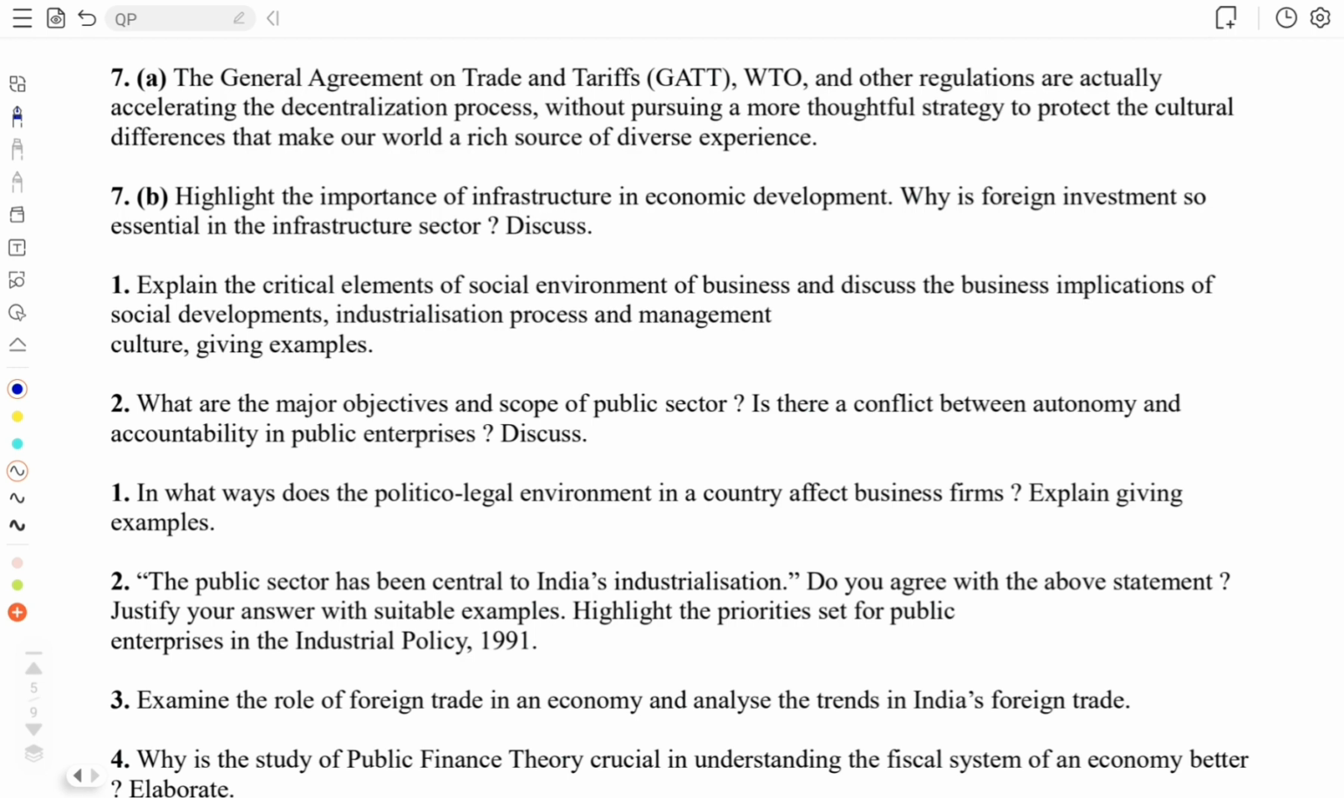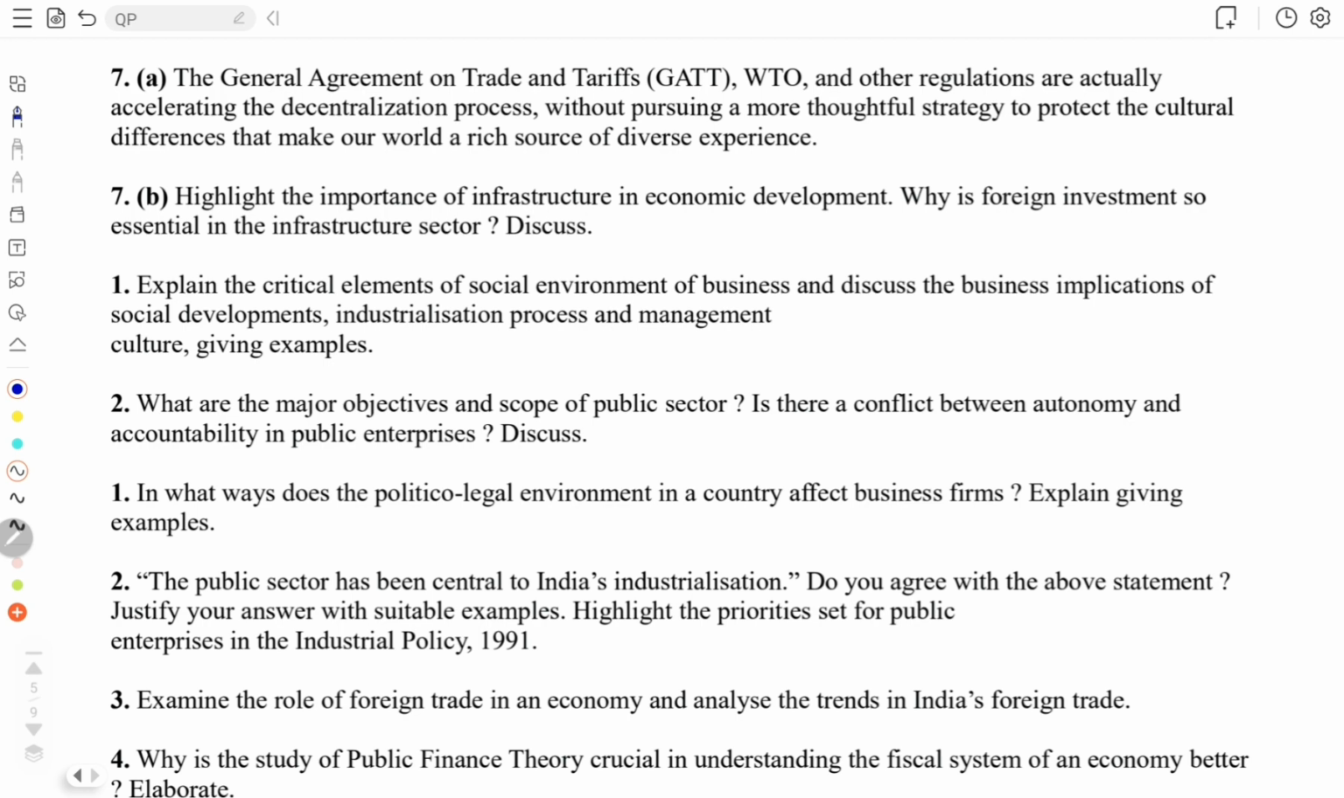I would say improvement in the country's development, avoiding monopoly, fair trade, price, all those things you can write down. In what ways does the political legal environment in the country affect business firms? Explain, giving examples. So you can write down how it affects new entrants into the market. They can act as gatekeepers, ideologies of the ruling party and its effects, infrastructure development, boost to manufacturing, business reforms, bank mergers, skill development, all those things you can write out.